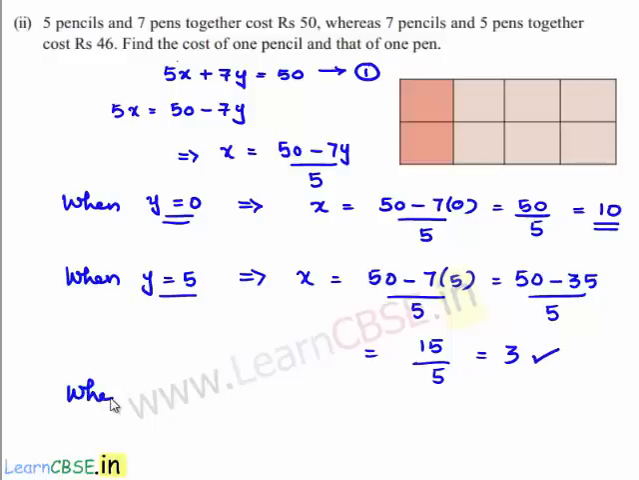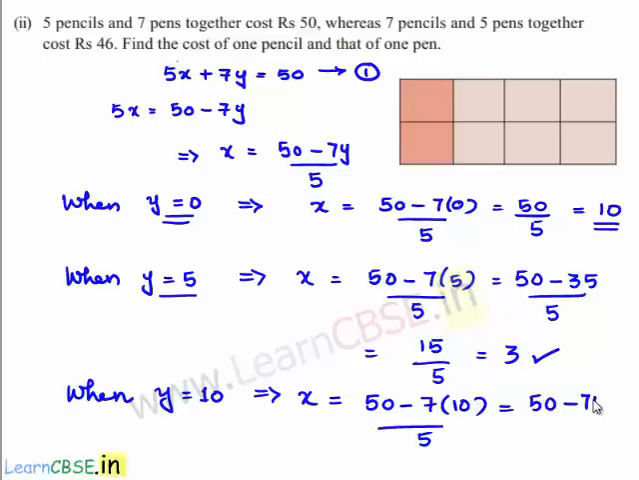Now when y is equal to 10, that implies x is equal to (50 minus 7 times 10) divided by 5, which is equal to (50 minus 70) divided by 5, which is minus 20 divided by 5, that is equal to minus 4. So when y is equal to 10, the value of x is minus 4.